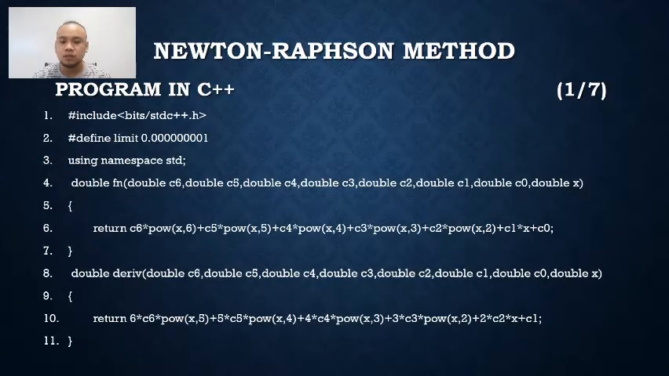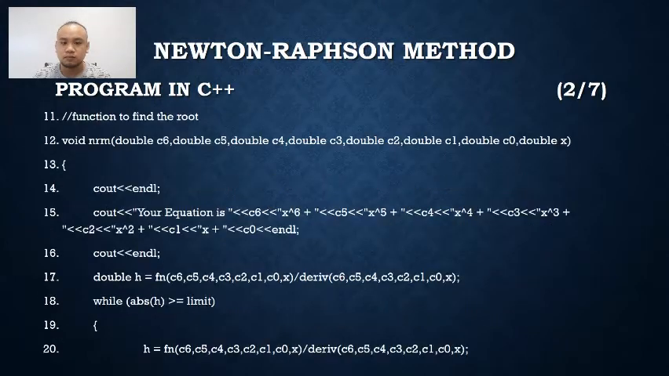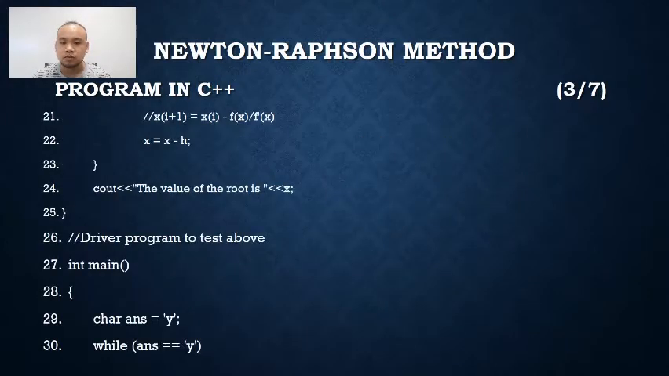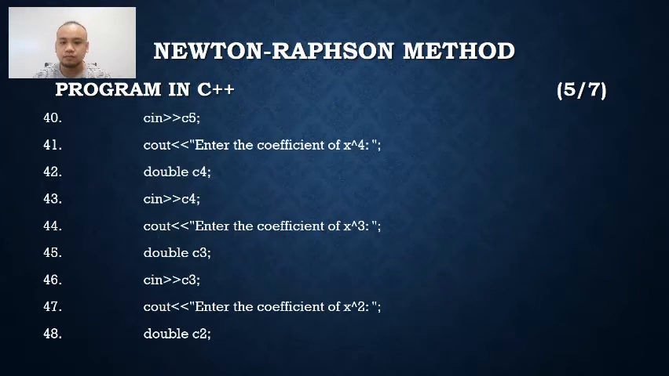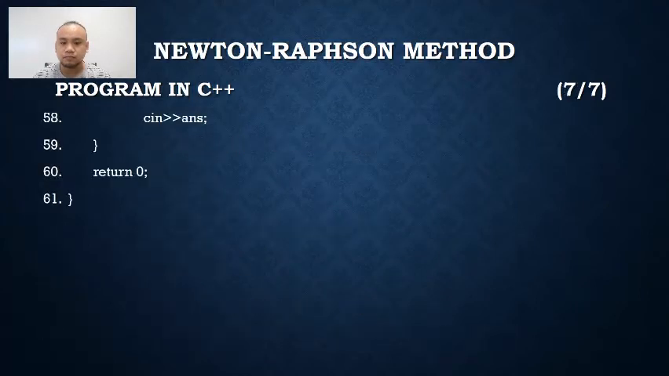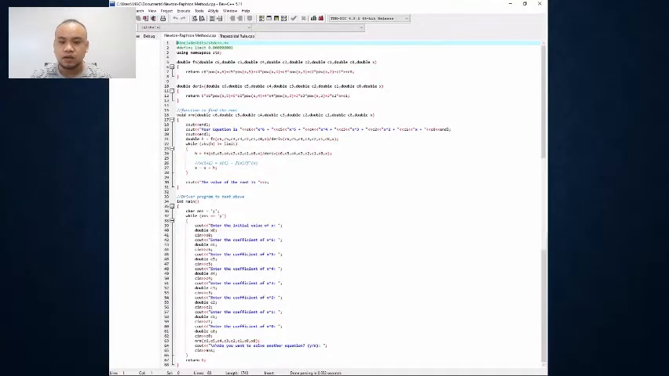This is the program I used in Dev C++ to solve for the zeros of functions using Newton-Raphson method. As you can see here, the limit is 1 times 10 raised to negative 9 to give a more precise value of the final answer. This is the program. And this is the actual program in Dev C++.